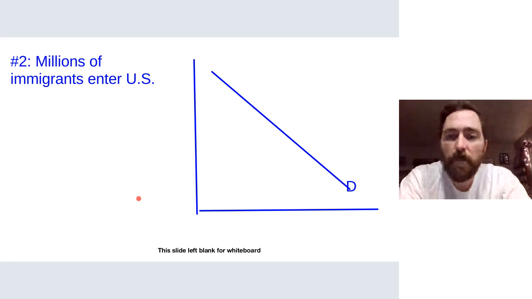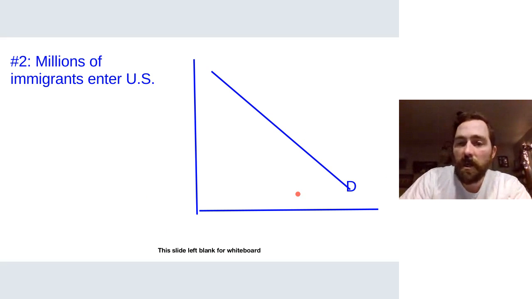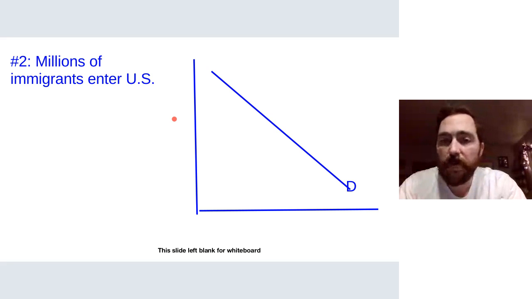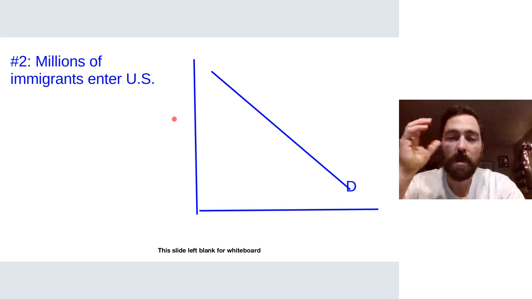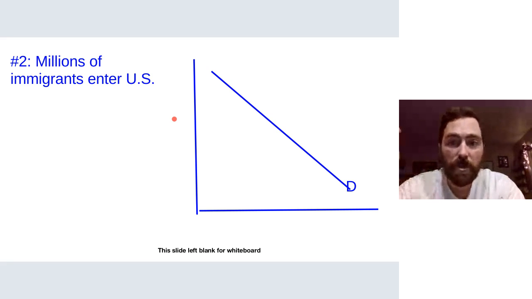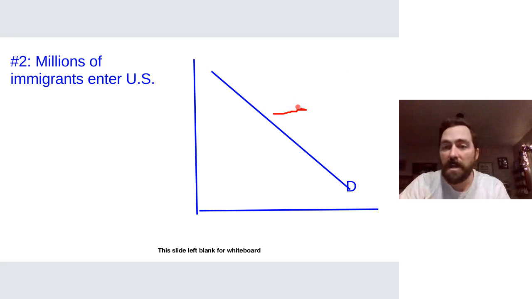Number 2: millions of immigrants enter the United States. Pause the video and see how you do. In this case, you have to think from the perspective of the consumer. If you have more consumers entering the United States, these people are buyers, and they're going to buy things, including US-made cars. You're going to have a positive, rightward shift, an increase in demand, so demand is going from right there to right there.